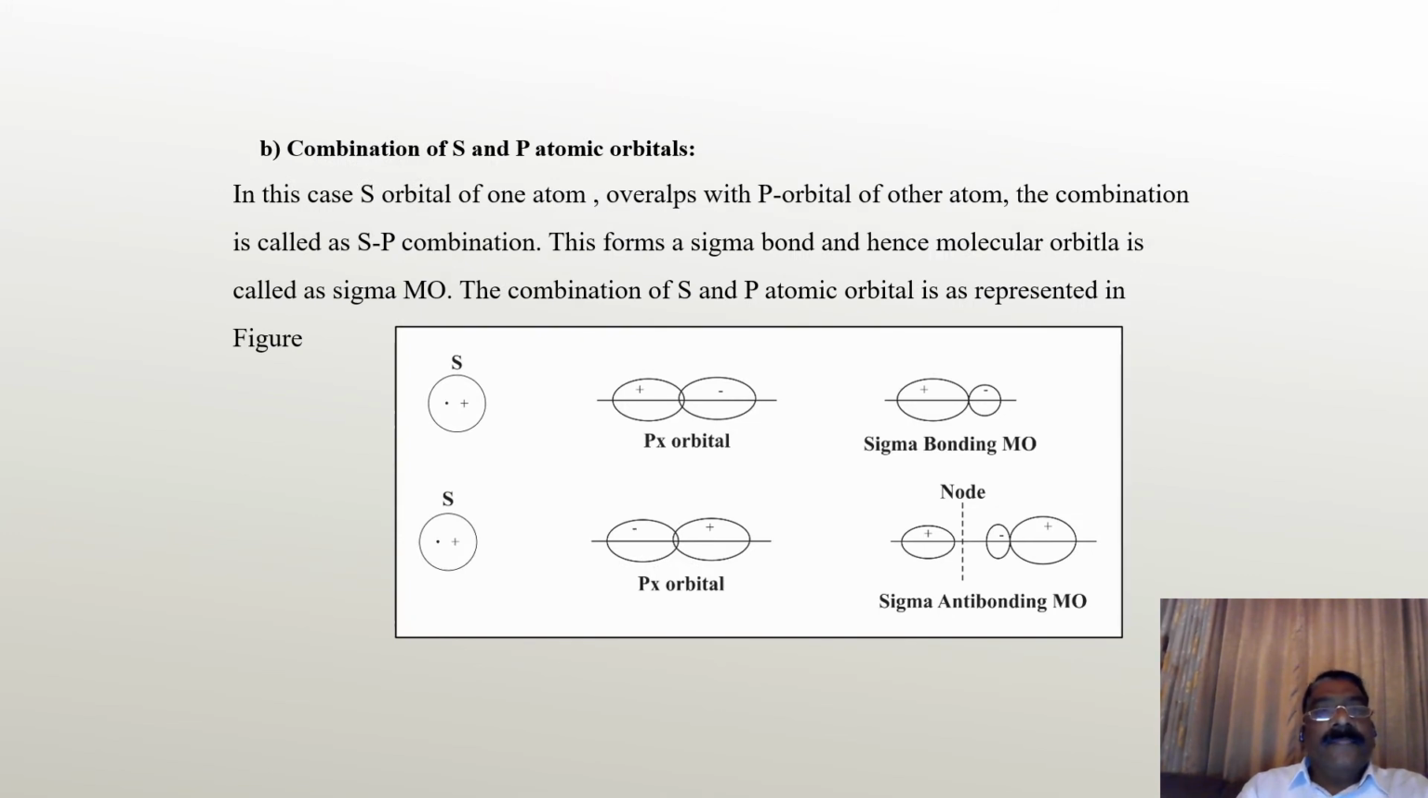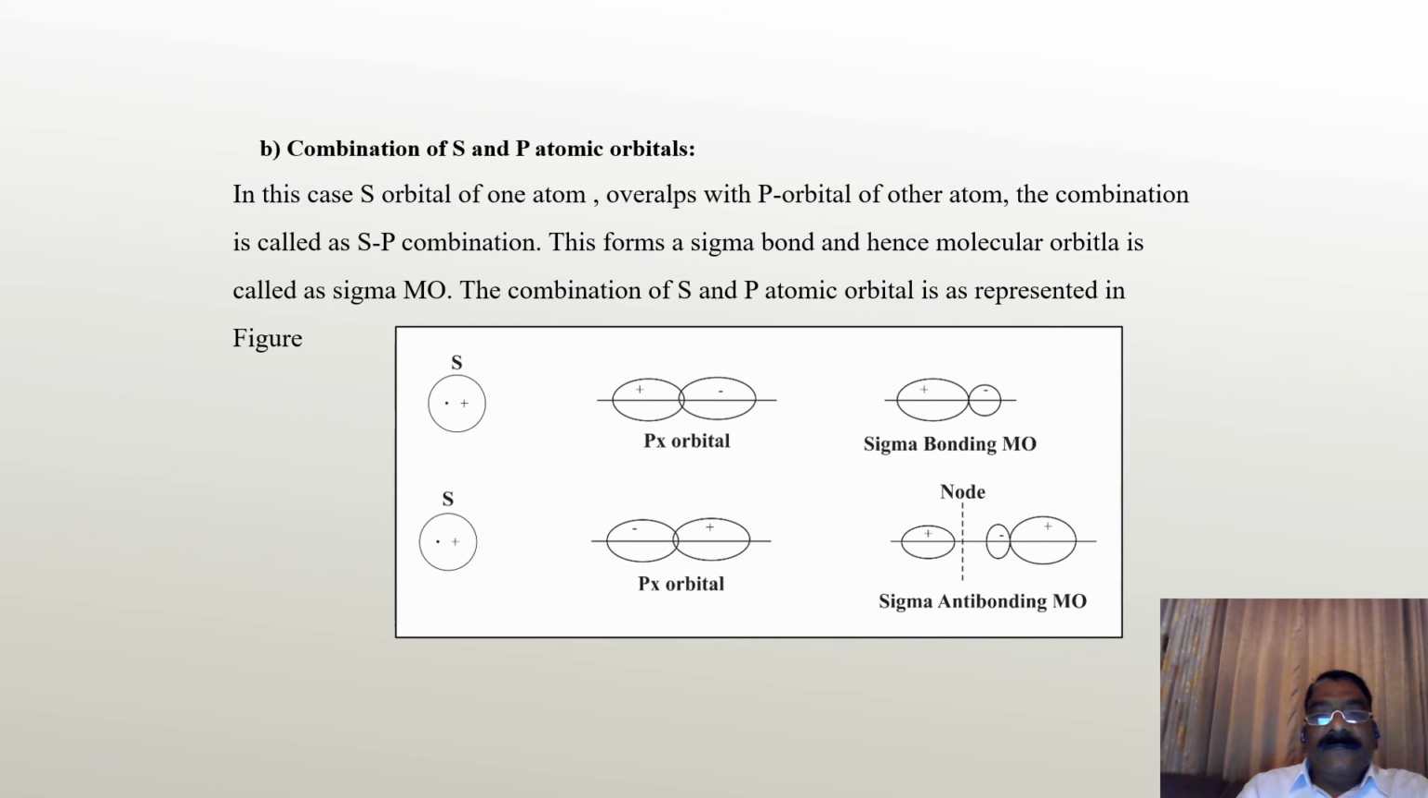Then second, the combination of s orbital and p orbital, which is called the sp overlapping. In this case, the s orbital of one atom and the p orbital of the other atom overlap and combine, which is called the sp combination. This forms a sigma bond and hence the molecular orbital is called sigma molecular orbital. The combination of s and p orbital is represented here in the figure.